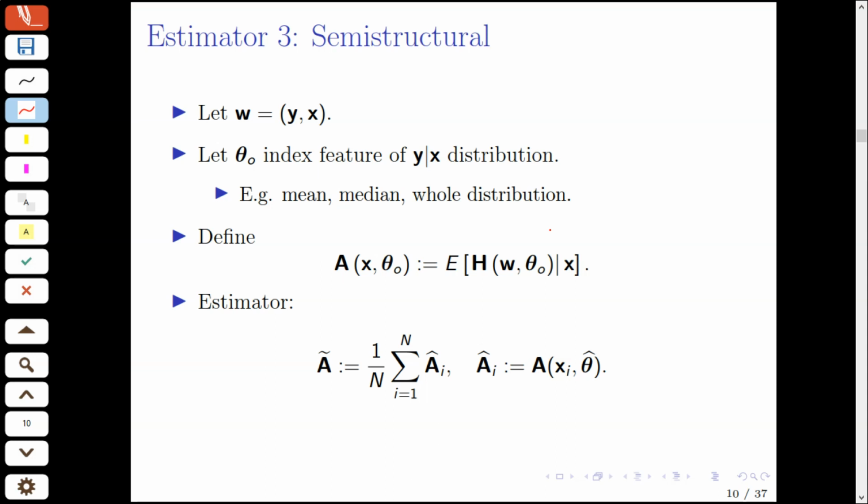Now, an alternative estimator of A naught arises as follows. We take the average over the contributions, or our estimates of the conditional Hessian contributions, here denoted by A_i hat. Now A_i hat, our estimate of the conditional Hessian contribution, arises from evaluating the A function at x_i and replacing the true parameters with our M-Estimator.